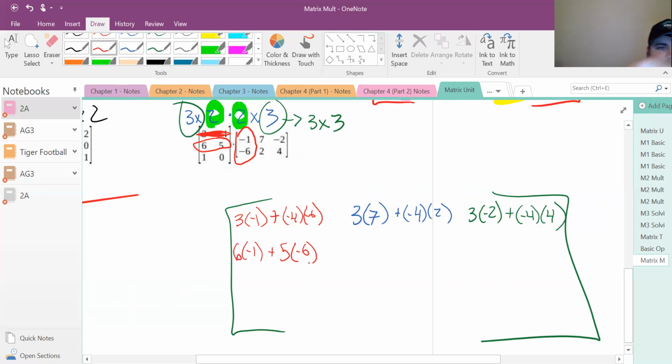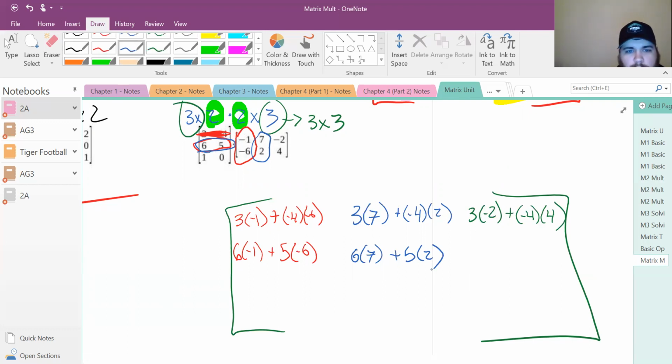Okay, so now we have this second row times the second column. So we have 6 times 7, and then we have 5 times 2. Okay, I'll give you guys a second to catch up if you're writing these notes down. You should be writing these notes down.